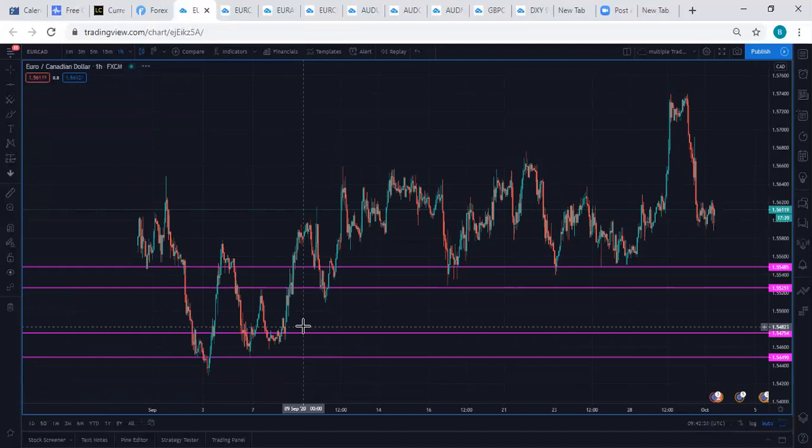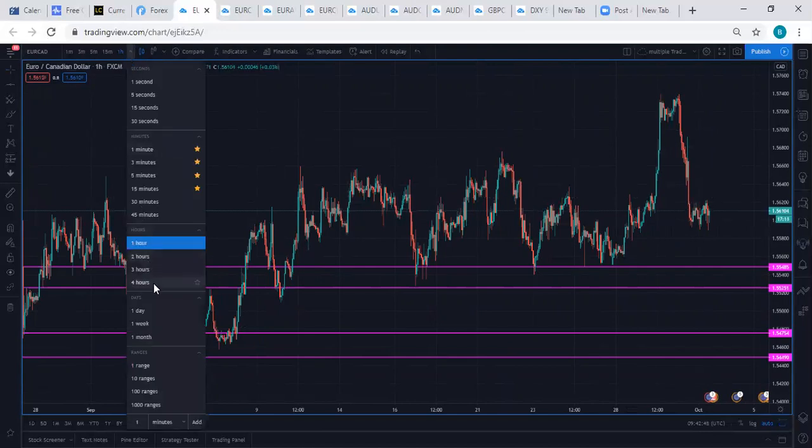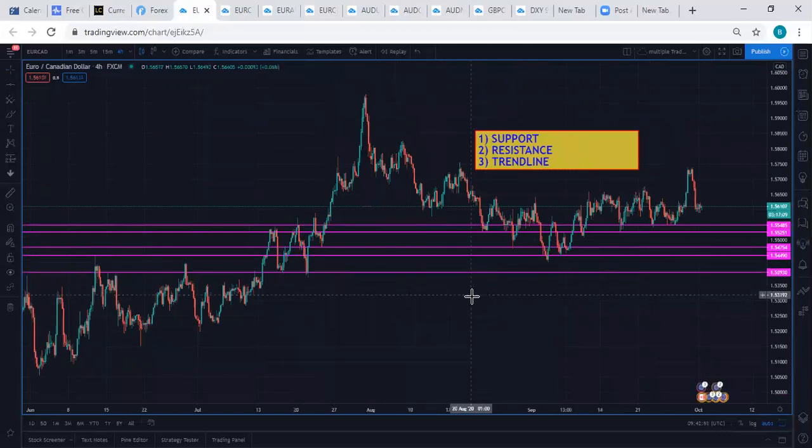I want you to do this assignment on 10 currencies. Just do it. Draw your support and resistance on a 4 hour. Look at this. Do it on a 4 hour like this. Just draw support, only support. Draw your support on a 4 hour like this.